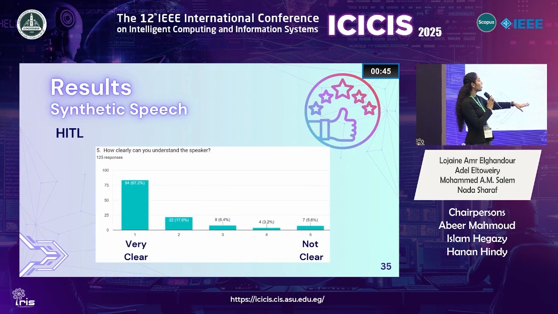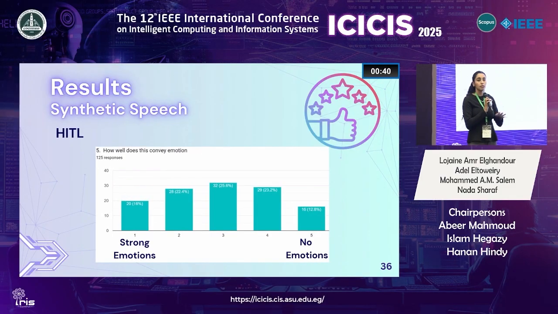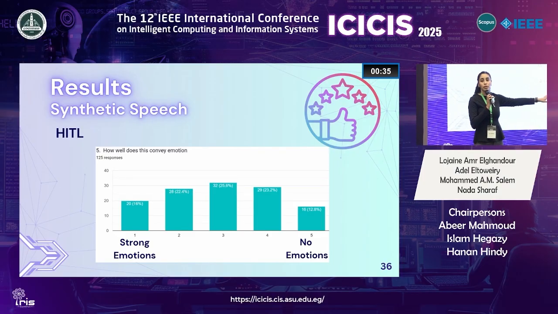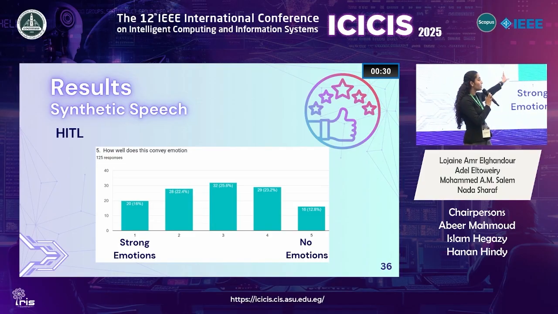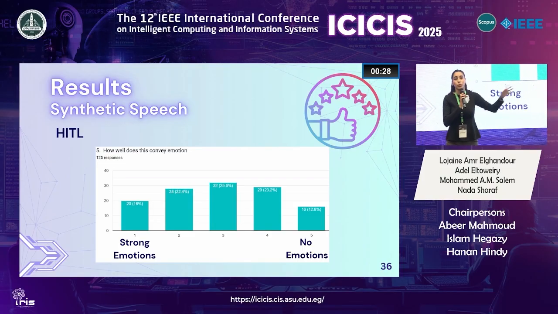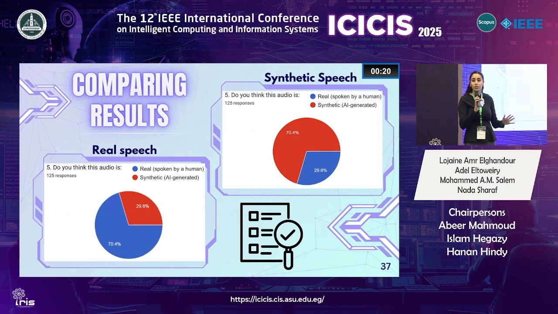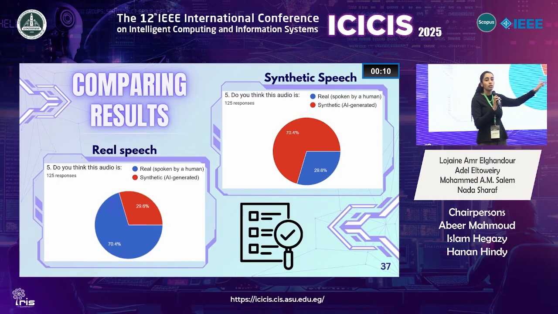Then this is asking about the clarity, almost 70% leaning towards the very clear. Then this is asking about how well does the audio file convey emotions. The graph looks almost symmetrical. However, if we look closely, we'll find that the strong emotions part is bigger than the no emotions part. Then the last question was asking the participant to evaluate the speech sample as real or synthetic, and participants accurately evaluated real speech samples by 70%, and also the synthetic speech samples by the same 70%.